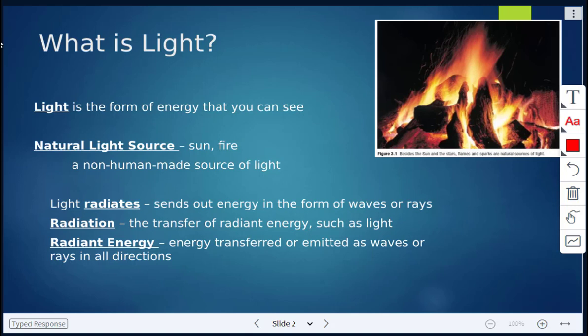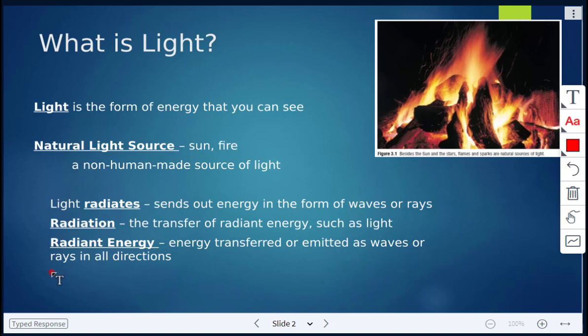So there's natural light sources. These are, for example, the sun and fire. They are called natural light sources because they are a non-human made source of light. All right. Here, if we look at this diagram, besides the sun and the stars, flames and sparks are also natural sources of light.